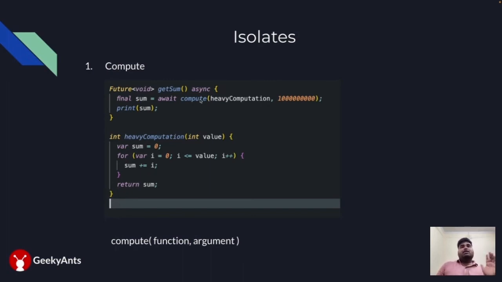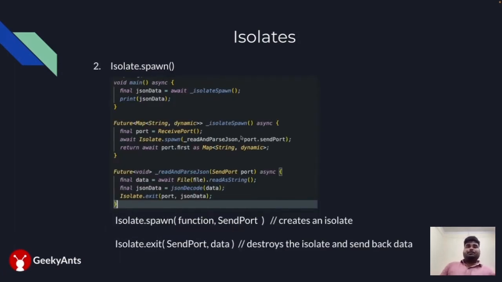Behind the scenes, compute handles everything of creating a new isolate, destroying the isolate after the computation is over, and stuff like that. What if we want more control? What if we want to send messages? What if we want to control when an isolate gets destroyed? So for that we have isolate.spawn.